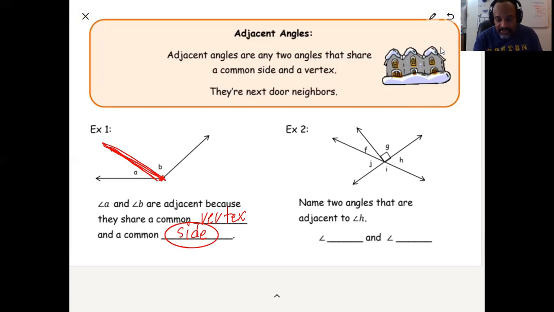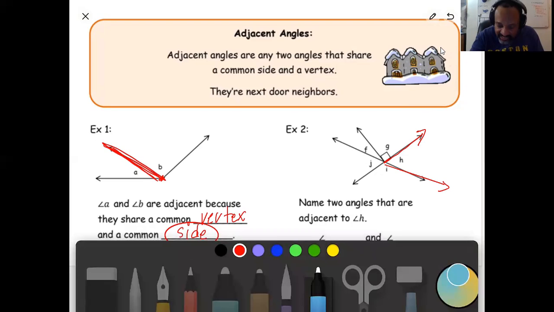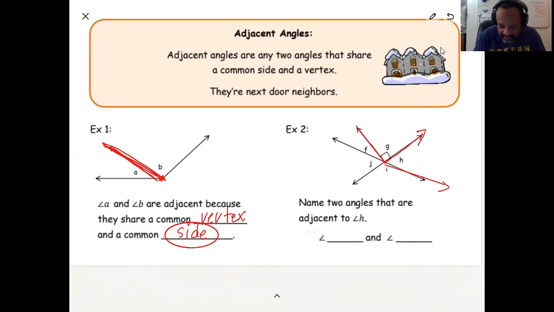Now, in example 2, it says name two angles that are adjacent to H. Okay, so here's H. I'm going to draw, this is H right here. Now we need an angle that has a common side. So here, angle G is adjacent, and angle I is also adjacent. So those are the two angles adjacent to angle H. Probably should have done those in different colors, but I hope you get the point. Adjacent just means they share a common side and vertex.